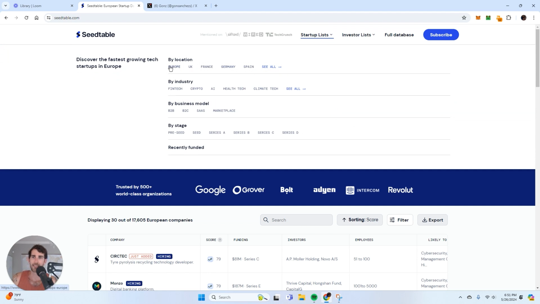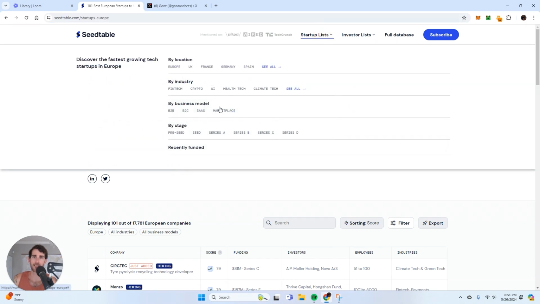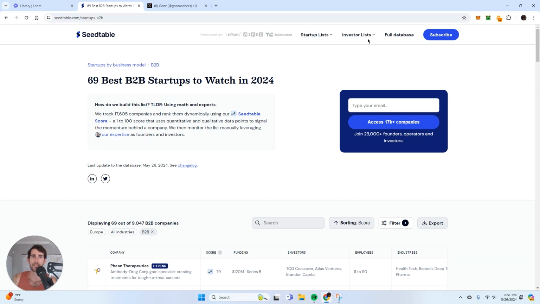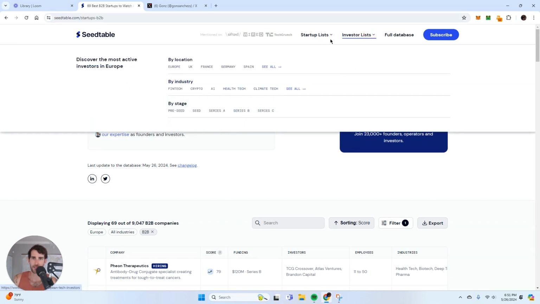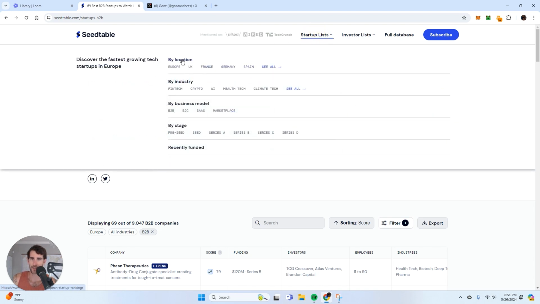He organizes the website through his slugs, right? So startups in Europe, this is the startup silo. So if you go by business model, startups, B2B. And he also has lists of investors. And by the way, all of these are organized by location, industry, and stage. And you can see in the startup section, location, industry, business model, stage, recently funded. So his whole entire site is a data aggregation network.